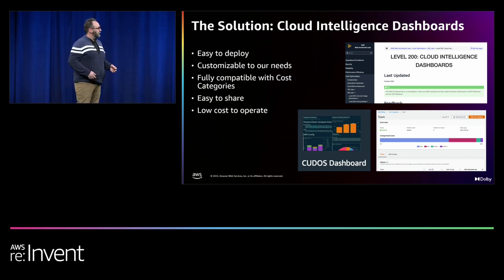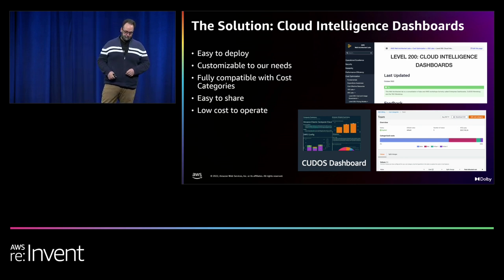And then combined with another AWS billing feature called cost categories, we were able to deliver a complete cost allocation reporting system that works for both our cloud teams as well as our good friends in the finance department. And best of all, it's an extremely cost-effective solution.